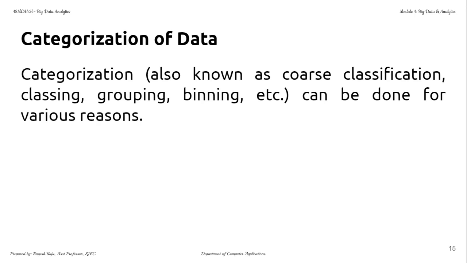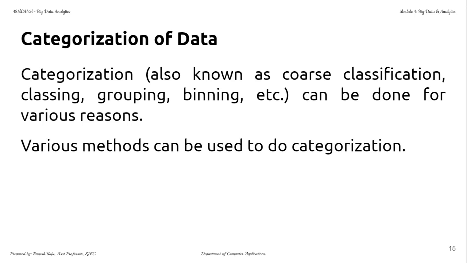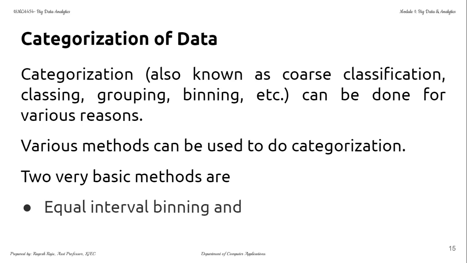After standardization, next we have categorization of data. This categorization can be done for various reasons. There are multiple names for categorization like coarse classification, classing, grouping, binning, etc. And various methods also can be used for categorization. Out of that, the two very basic methods are equal interval binning and equal frequency binning. These are the basic methods which are used for categorization.